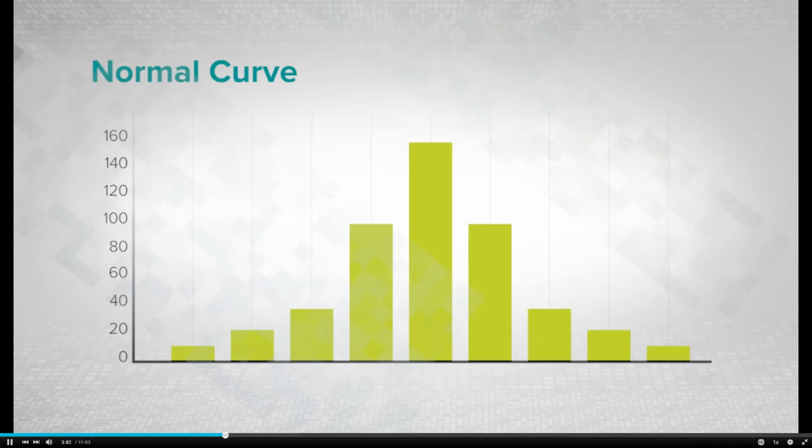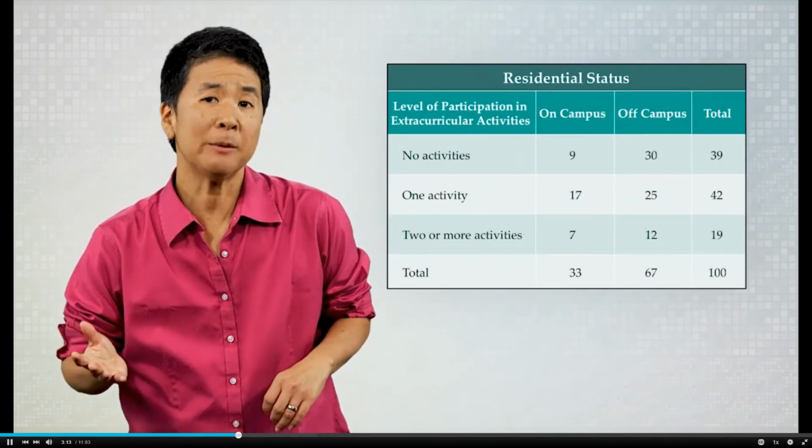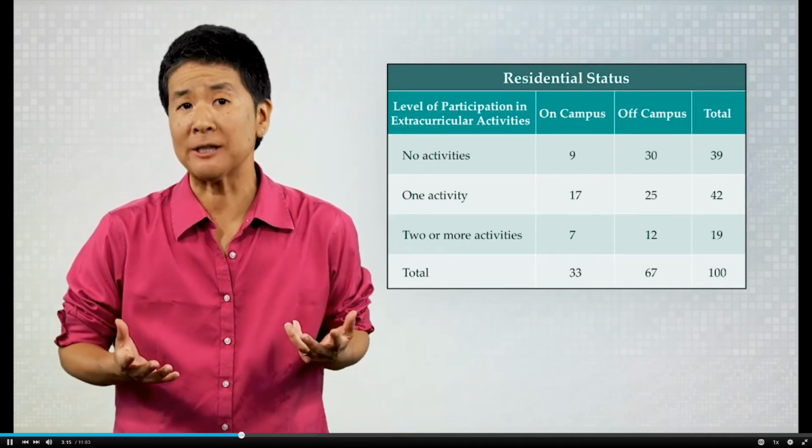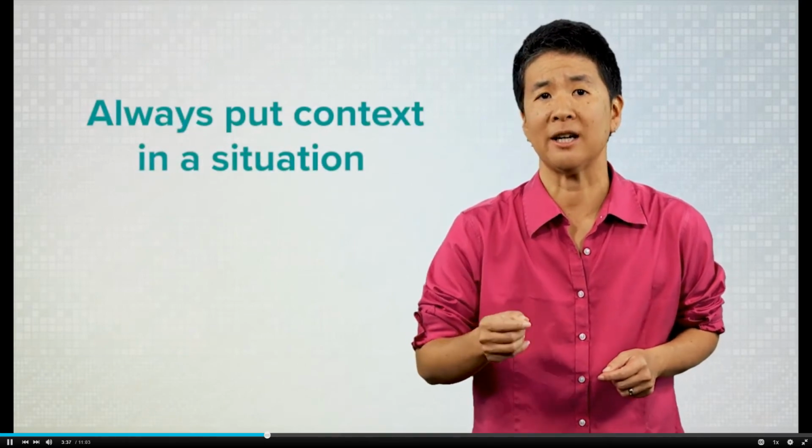Whichever shape you describe, you must talk about the context of the question being asked. What is it asking? In an example from another lesson, we discussed students who live on campus or off campus and whether they participated in extracurricular activities. That is the context. You must include that context when you're writing. What you don't want to do is just say the graph is skewed right, period. I have no idea what the data is talking about, except that it's skewed right. So you need to make sure you always put context in a situation.